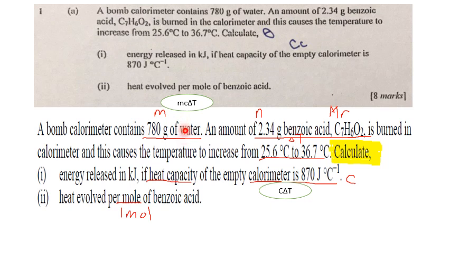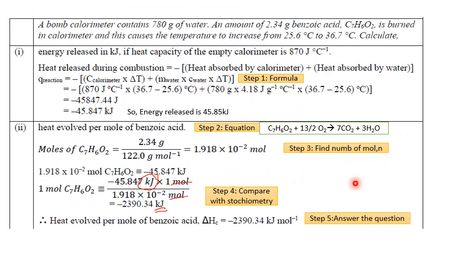For here, the mass of water is given, so meaning that we also need to apply the formula MC delta T. And then next, we need to find out the heat evolved per mole of benzoic acid. So this question is related with calorimeter. Okay, first you must understand the condition of this question. The heat released during combustion is absorbed by the calorimeter and absorbed by the water. So the formula that applies for this condition is Q reaction equal to C delta T plus MC delta T.